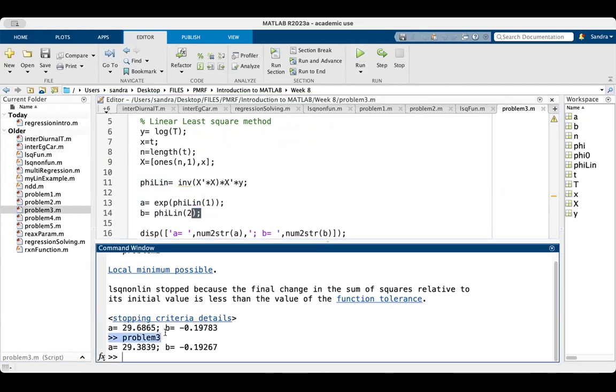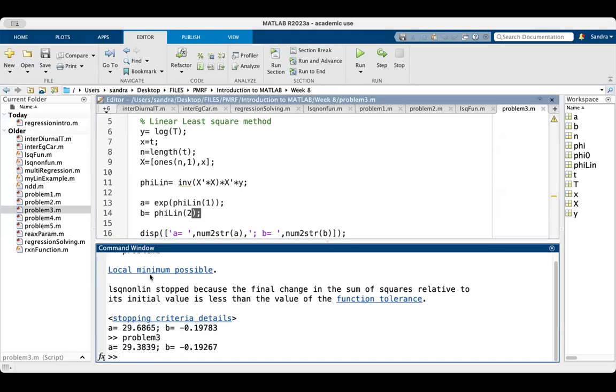Earlier I was getting A to be 29.6865. Now in the new problem I'm getting A to be 29.3839. My B value earlier was minus 0.19783. Now my B value is minus 0.19267. Yeah, because you've got the right answer. I hope others also have understood. Let me just move on to the next question.